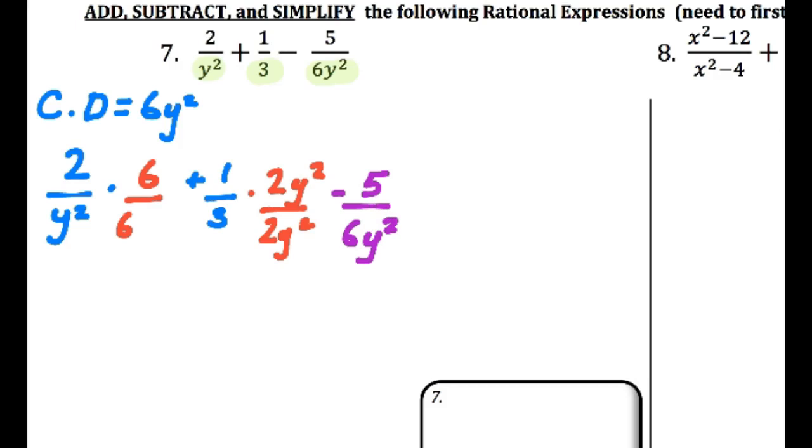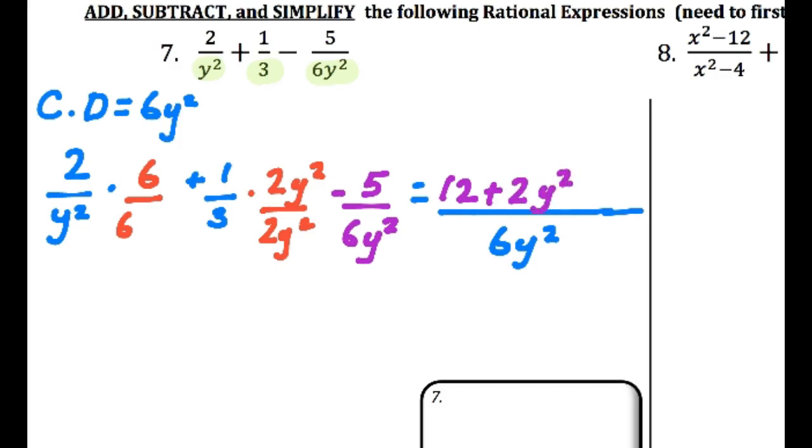So now, let's simplify. 2 times 6 is 12, so you're going to have 12. You're going to have one common denominator here, and that common denominator is 6y squared. So let's combine our terms now. You have 2 times 6, which is 12, plus 1 times 2y squared, which is 2y squared. And then the last term, 5, doesn't change, just minus 5.